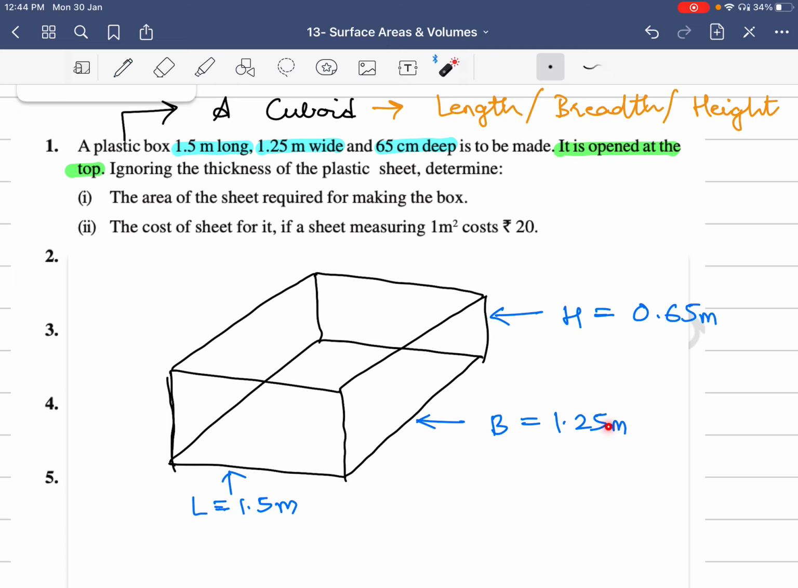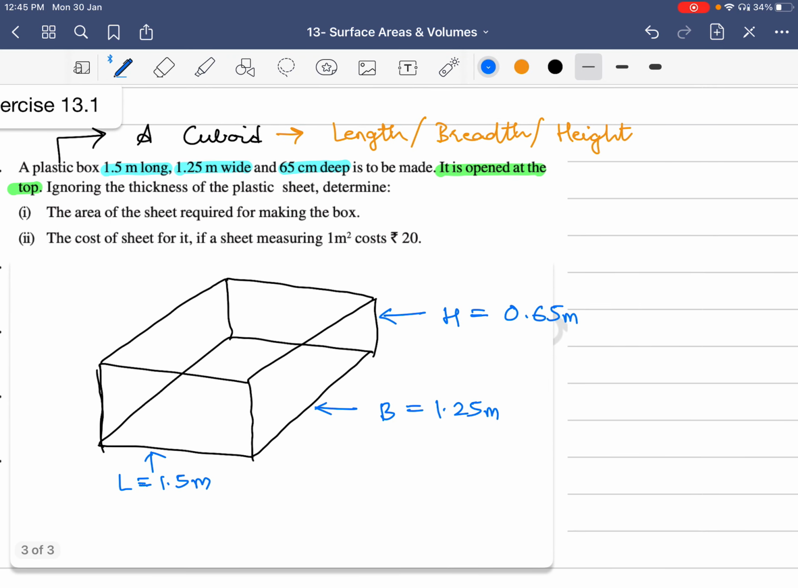Now this is very important. This is in meter, this is in meter. So this dimension should also be in meter for our calculations of the surface area of the cuboid. So let this height be equal to 0.65 meter. 65 centimeter is 0.65 meter. So these 3 dimensions, length, breadth and height, for the plastic box are now assigned. Now one key information, which we have highlighted, is that it is opened at the top. So this top of the cuboid is open. It's not closed, which in fact means that the number of faces that the cuboid will have is equal to 5.